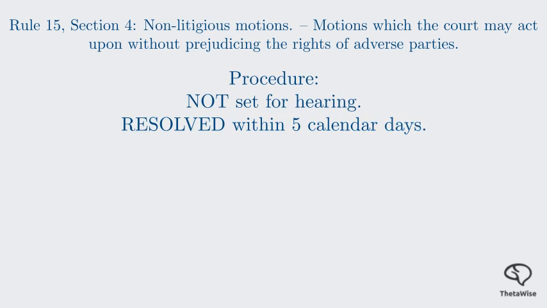Let's look at the examples provided in the rule, as they are your guide. Motion for extension to file an answer. Motion for postponement. Motion for issuance of a writ of execution. These are routine administrative motions. Granting them doesn't take away anyone's rights.